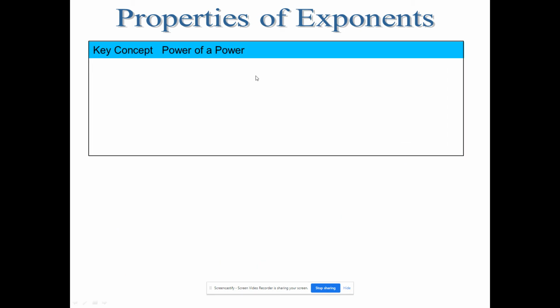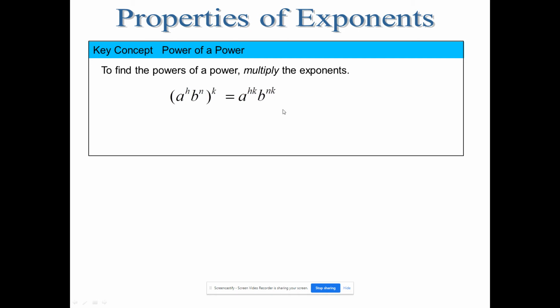All right, so the key concept, power over power. To find the power of powers, multiply the exponents. This is just a general rule, even if there's more than one. So we have a base with an exponent times a base with an exponent, and they're both being raised to an exponent. So we'll just keep the base, multiply those exponents, and then we'll keep the base and multiply those exponents. Done.